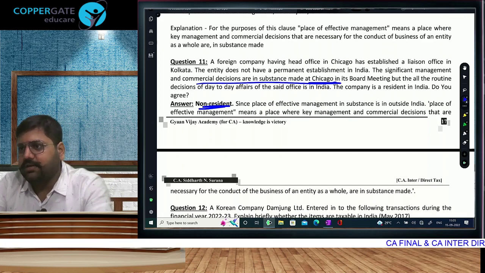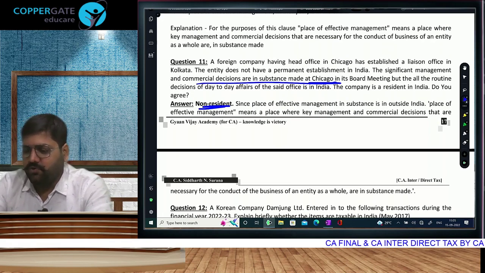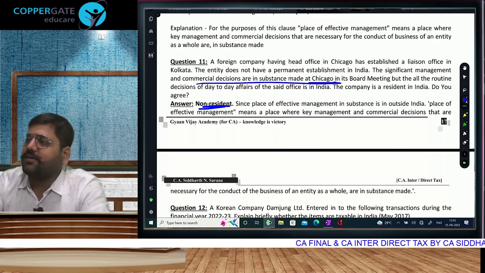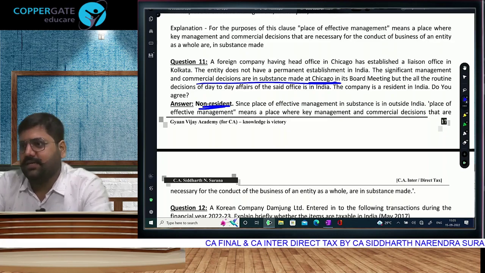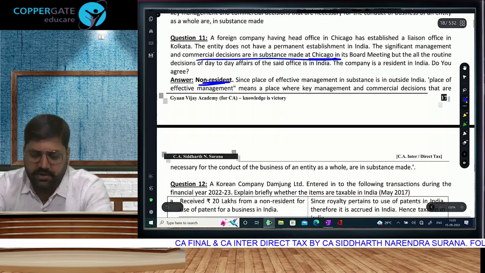In CA they can't ask you true or false. Its reputation goes down, no? So what they ask is: discuss the correctness of the following proposition. Do you agree with this? I disagree because the assessee is a non-resident.